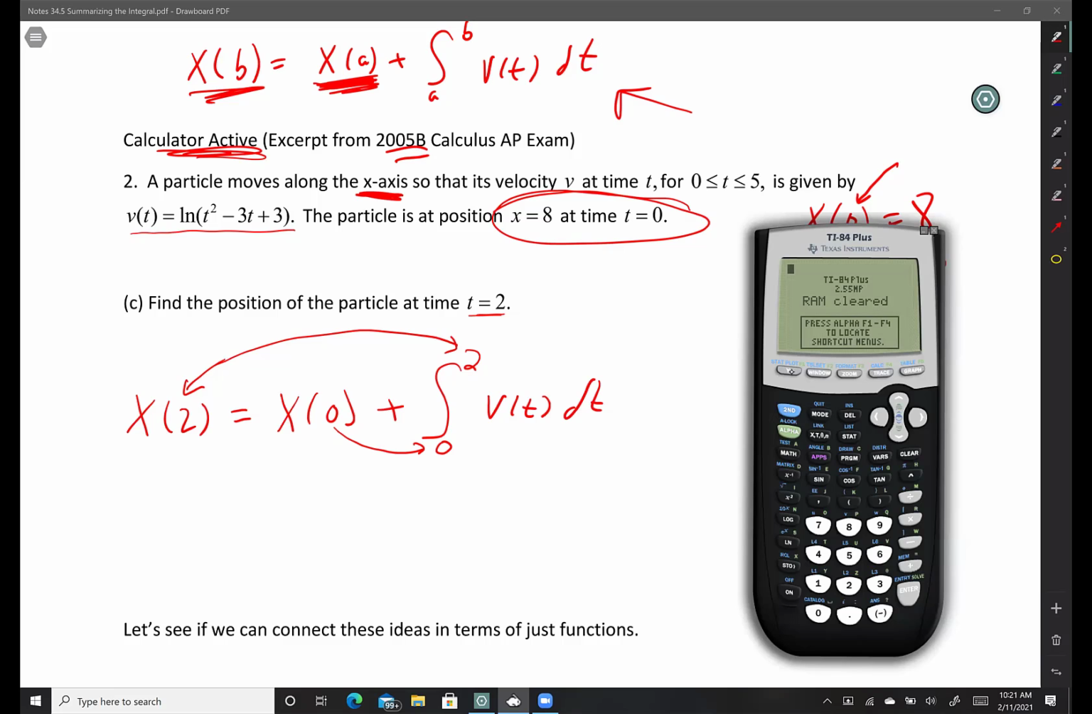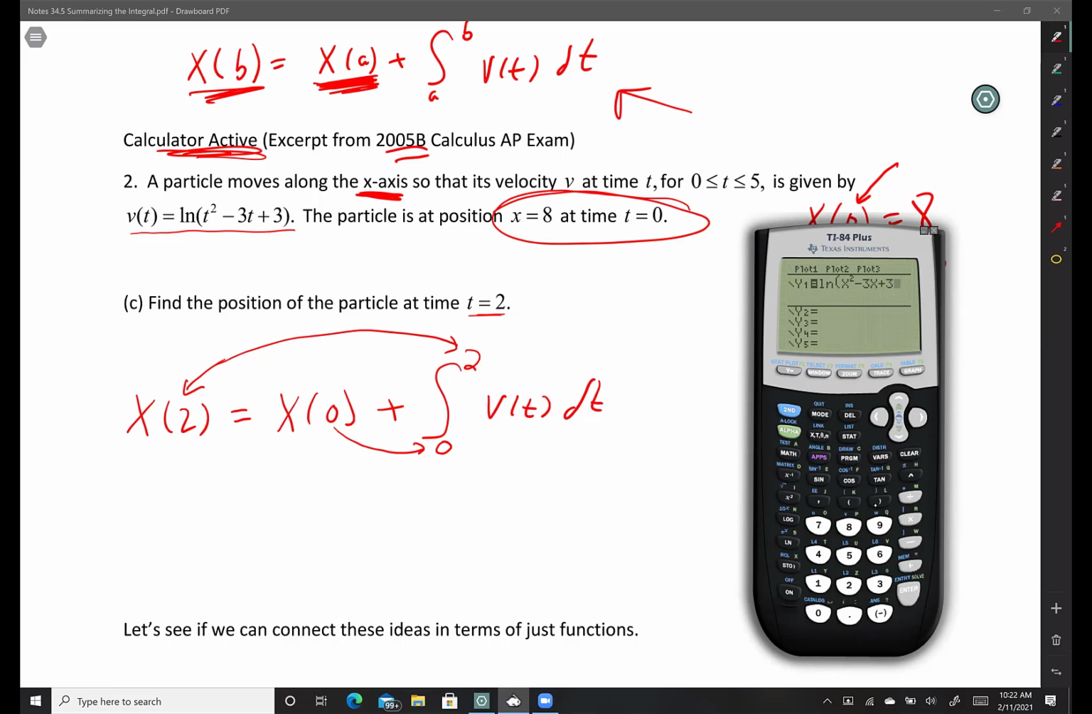I'm going to go to Y equals, and I'm going to type ln of x squared minus 3x plus 3. Hold on, guys. It's taking a while. I'm going to have to mess with the settings here. It was working earlier. I wonder if it's working harder because it's connected to Zoom now and everything.